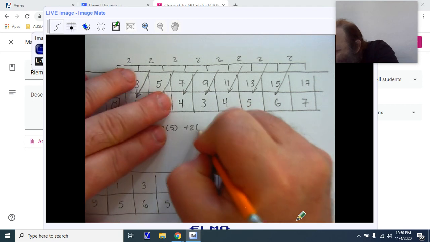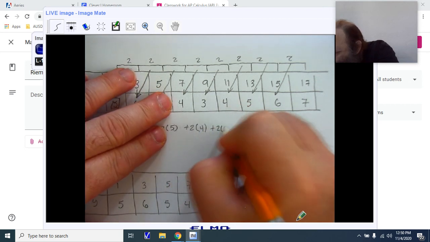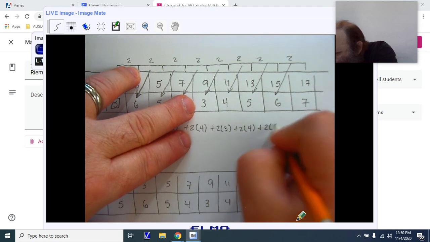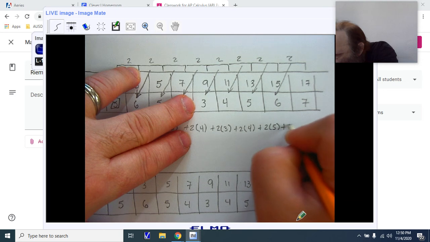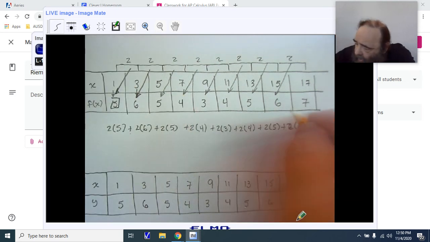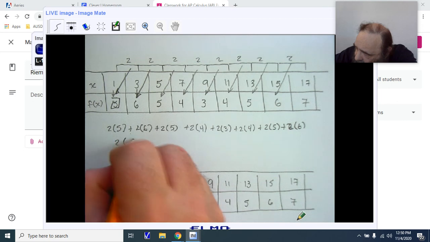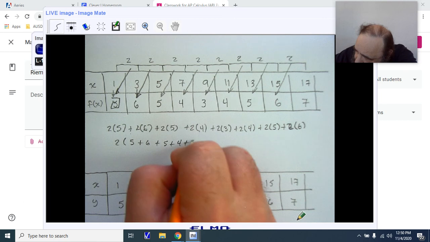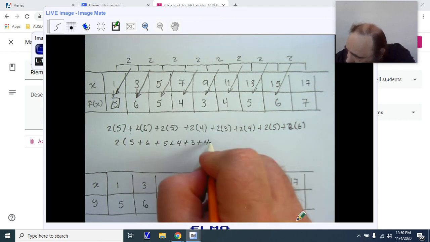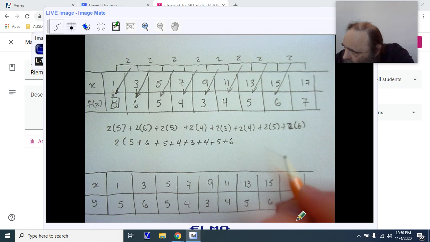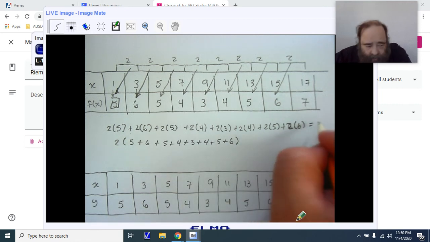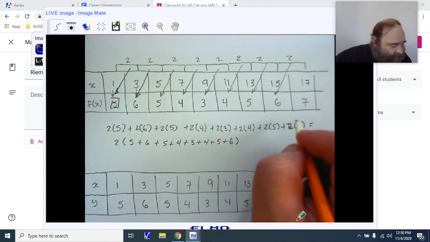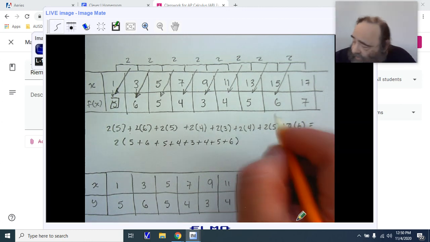So we're going to have a 4, 3, 4, 5, and 6. And because they all have the common 2, we can always factor it out and do 5 plus 6 plus 5 plus 4 plus 3 plus 4 plus 5 plus 6. Whichever way you do it, it won't matter. You should end up getting the exact same value, and that value is 76.